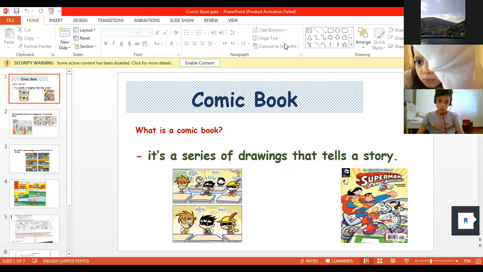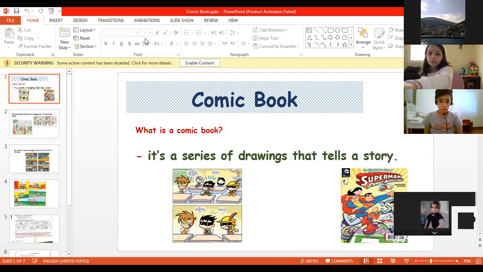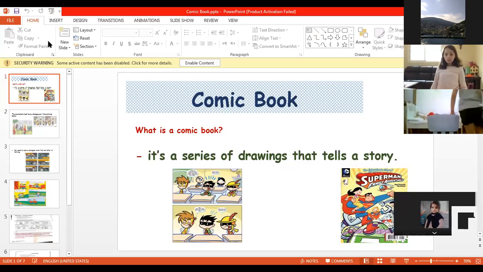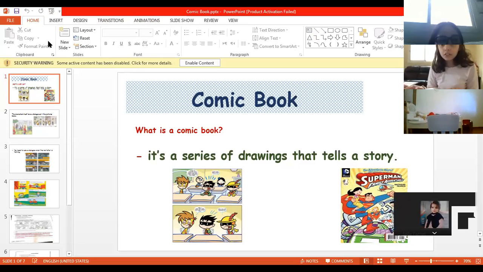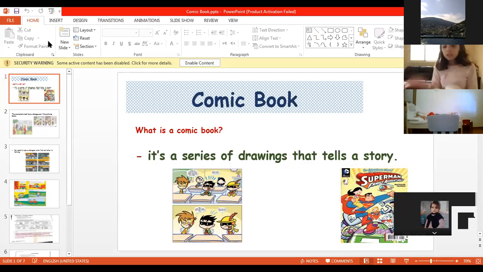What is a comic book? A comic book is a series of drawings that tells a story. Series means drawings that are drawn, someone draws them next to each other to tell us a story. Like this picture here.